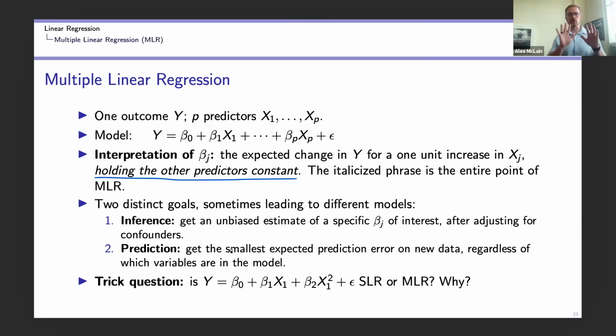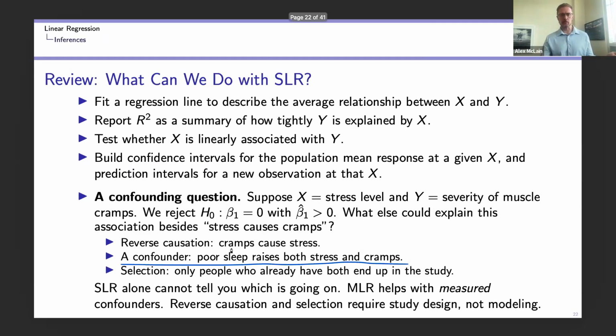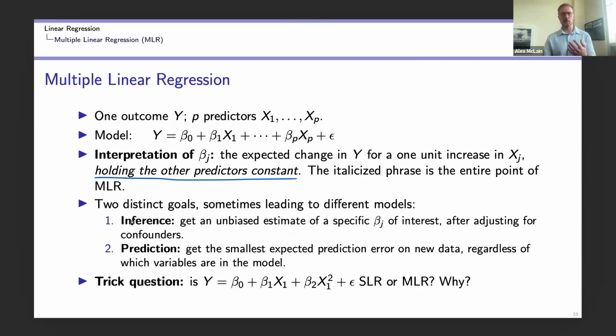Now, again, as I said before, there are two separate uses of regression. First one, inference, to get an unbiased estimate of a particular coefficient. For example, in the previous thing we were talking about, we really want to know how stress level is related to the severity of muscle cramps. We're very interested in that particular coefficient. This multiple linear regression model helps us because we're able to adjust for other confounders, meaning things that could be related to our exposure of interest and the outcome.